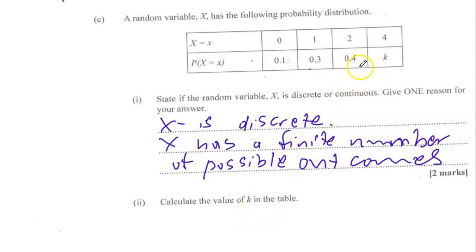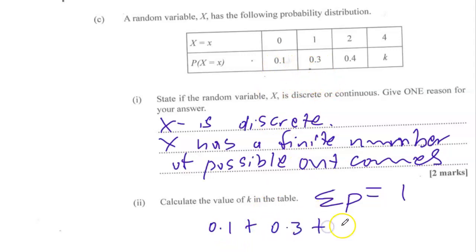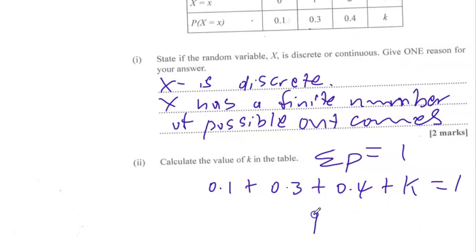Calculate the value of k. Notice the sum of all the probabilities should be equal to 1. So the probabilities here, we have 0.1 plus 0.3 plus 0.4 plus k must be equal to 1. 0.1 and 0.3, that's 0.4. 0.4 and 0.4, that's 0.8. So for everything to add up to 1, k would have to be 0.2.